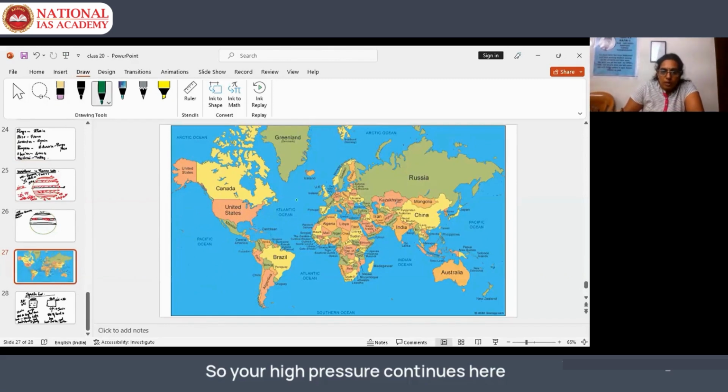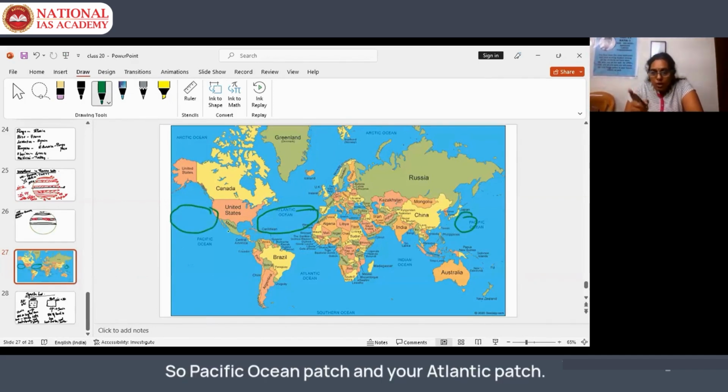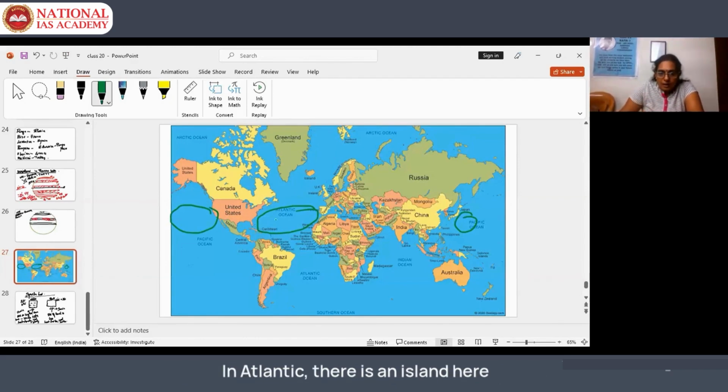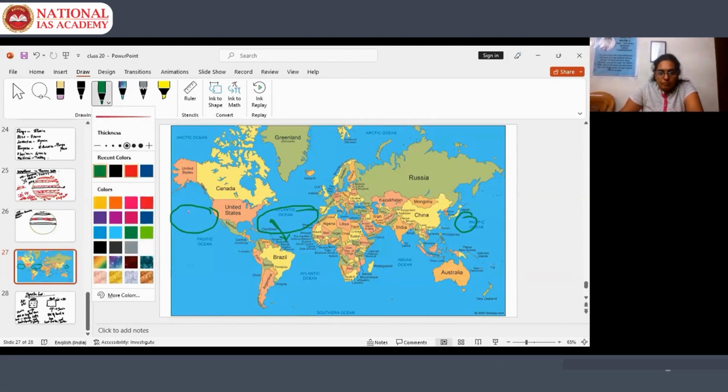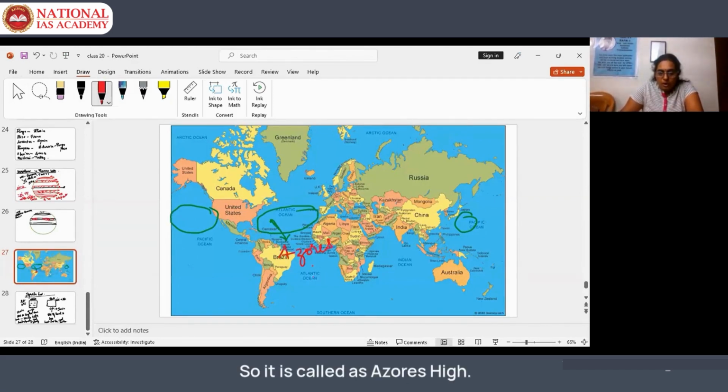Wherever on water your high pressure continues, we name it. So your high pressure continues here and high pressure continues here. It is found on this ocean also. So Pacific Ocean patch and your Atlantic patch. In the Atlantic, there is an island here known as the Azores Island. So it is called the Azores High. Here you have Hawaii. So it is called the Hawaiian High.